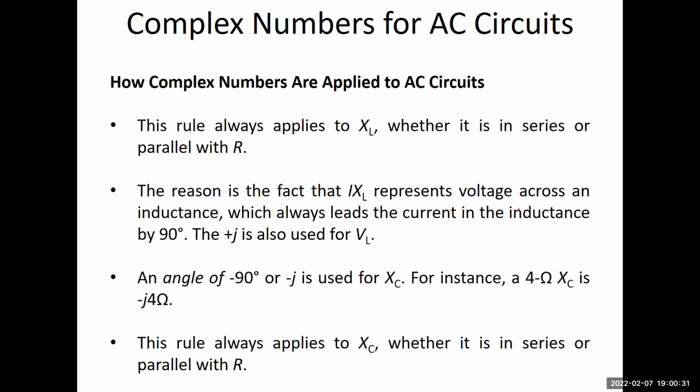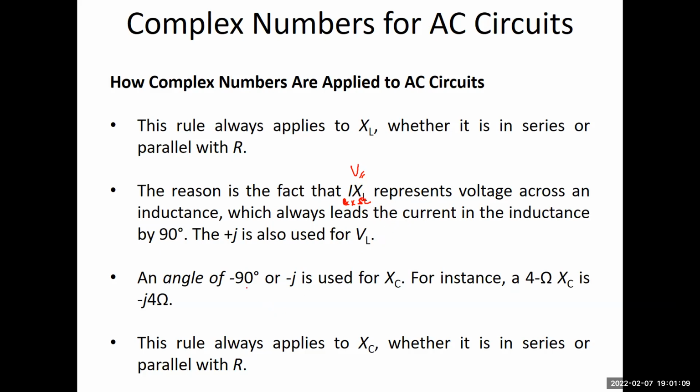So the fact that IXL stands for the voltage, because I is the current multiplied by the resistance, which is ohms. Okay? So ampere multiplied by ohms is voltage. So this represents voltage across an inductance, which always leads the current in the inductance by 90 degrees. Okay? And the positive J is also used for V sub L, or the voltage across the inductor.